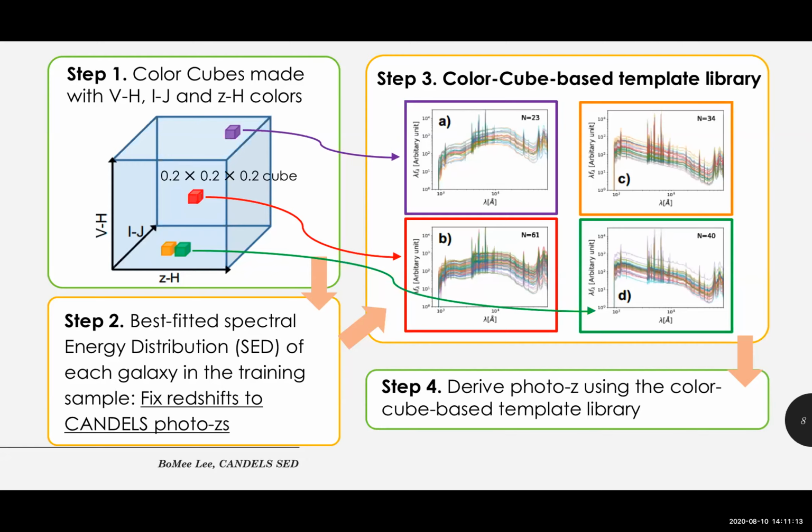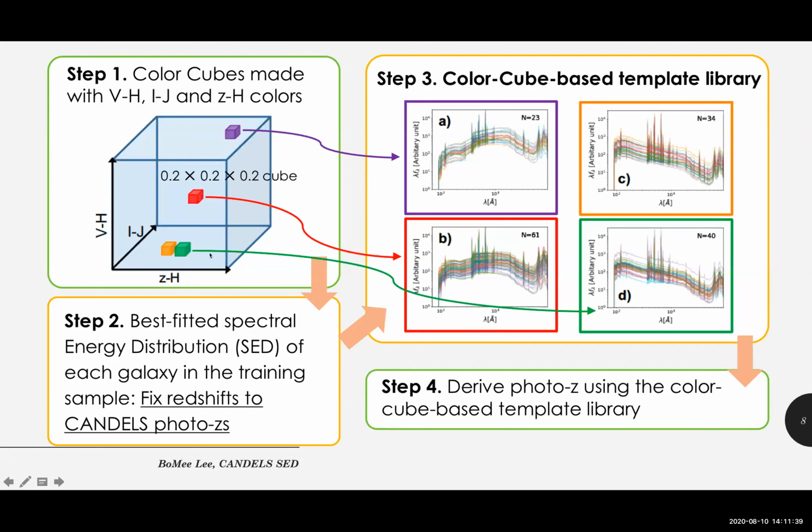Step 2, we obtain the best-fit spectral energy distribution of each galaxy in the training sample, fixing redshift to CANDELS photo-G. Step 3, we construct a color cube-based template library using best-fit SEDs shifted to rest frame wavelengths. The best-fit SED of each galaxy in the training sample is assigned to its designated color cubes.